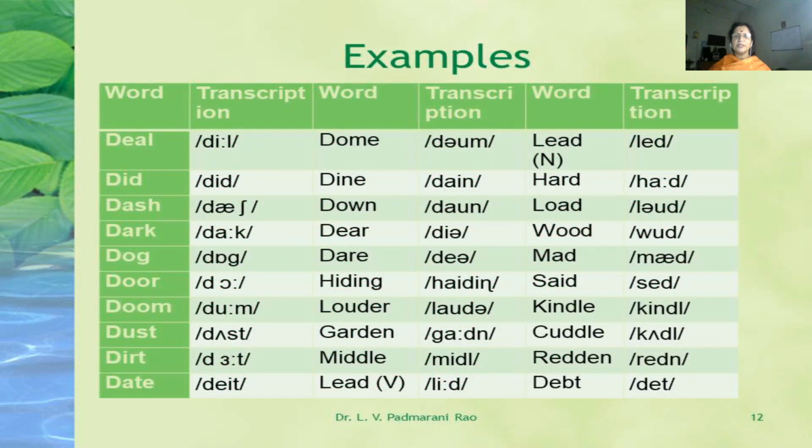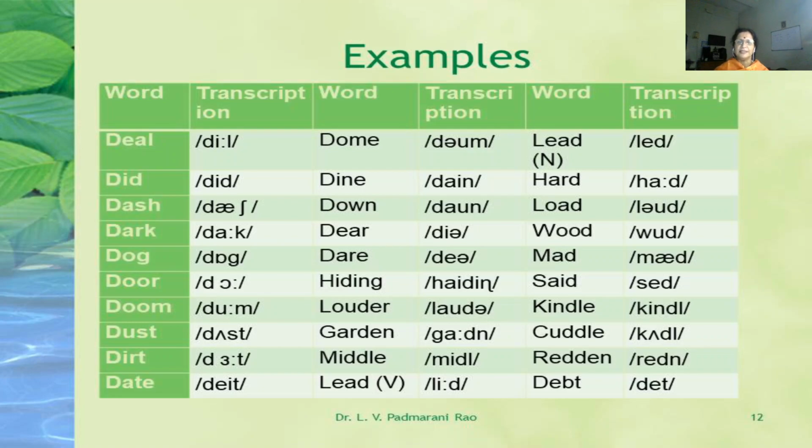The examples for D sound is D-E-A-L, deal. Listen to this pronunciation and repeat after me. D-I-D, did. D-A-S-H, dash. D-A-R-K, dark. D-O-G, dog. D-O-O-R, door. D-O-O-M, doom, the back long vowel. D-U-S-T, dust. D-I-R-T, dirt, the central long vowel.